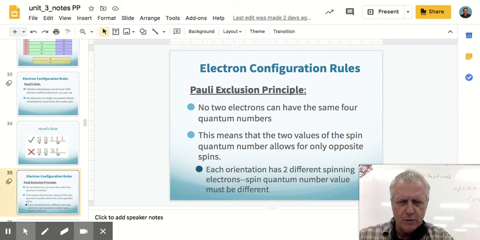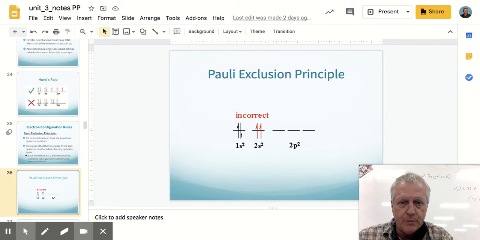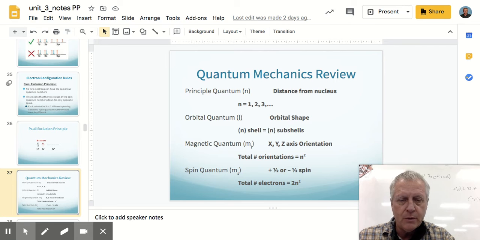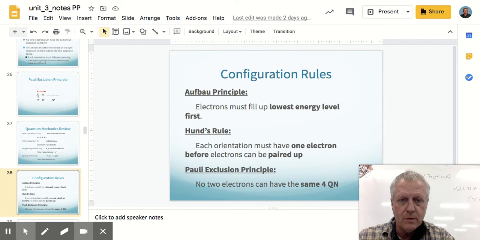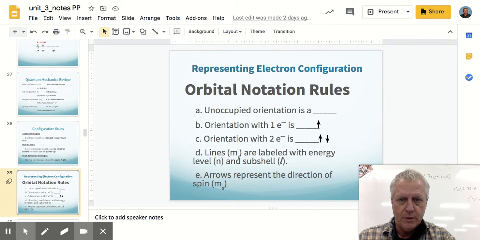Another idea here is the Pauli exclusion principle, which simply says that no 2 electrons can have the same address. They cannot have all 4 quantum numbers the same. In order to understand that a little better, we would do what are known as orbital notation and electron configuration notation. These are just some review.